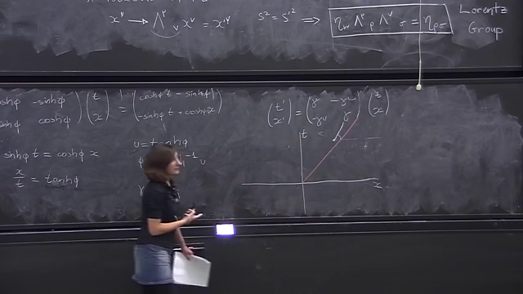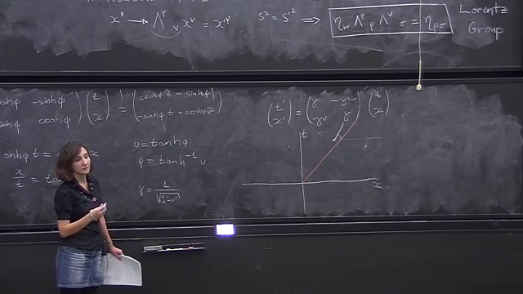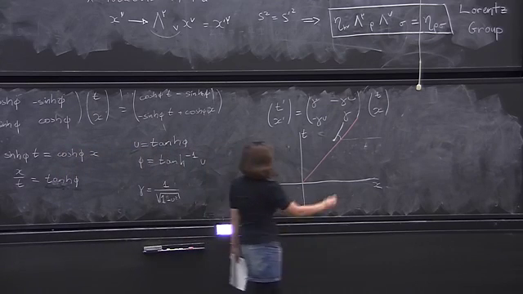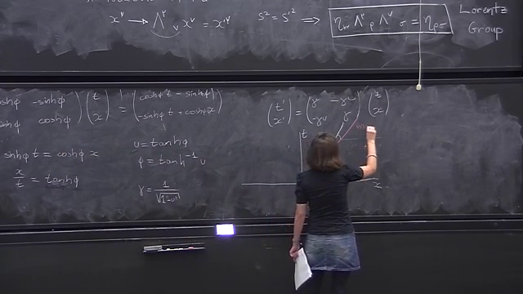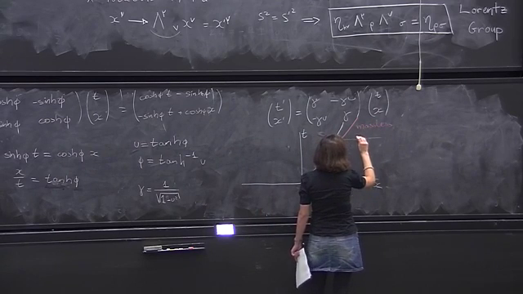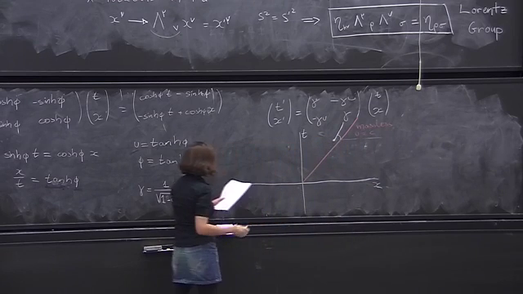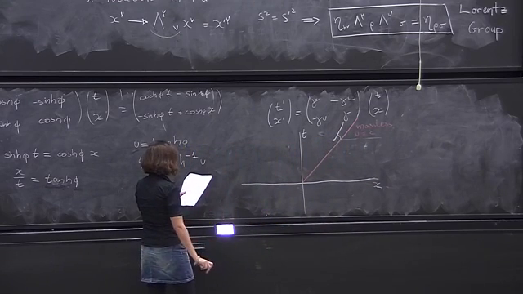Okay, so what is this particle? That's a photon. It's a massless particle moving at the speed of light. What else can I draw?